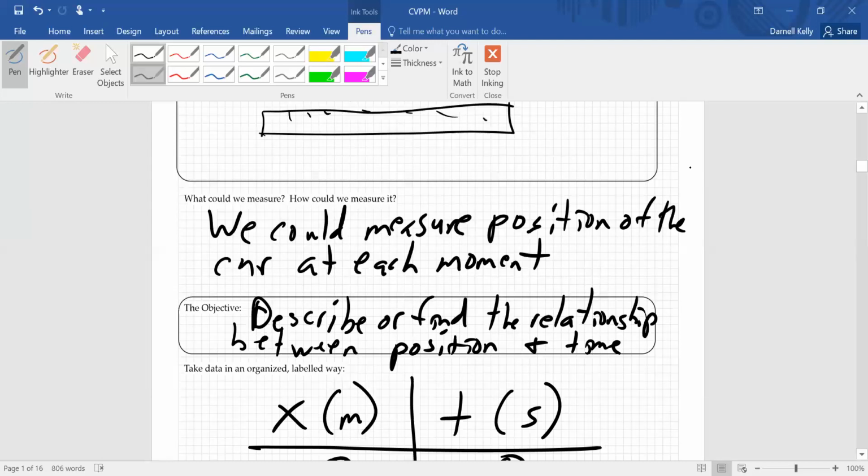So what could we measure? How could we measure it? Well, obviously, we can measure the position of the car at each moment. What else could you measure? Think about this car moving along. I would have had a Khan Academy video, but I heard when I show videos, it's kind of choppy. I don't want to do that. Kind of ruins it. Anything else you can measure?